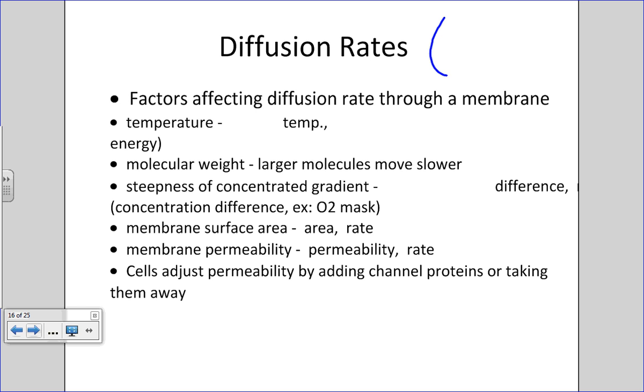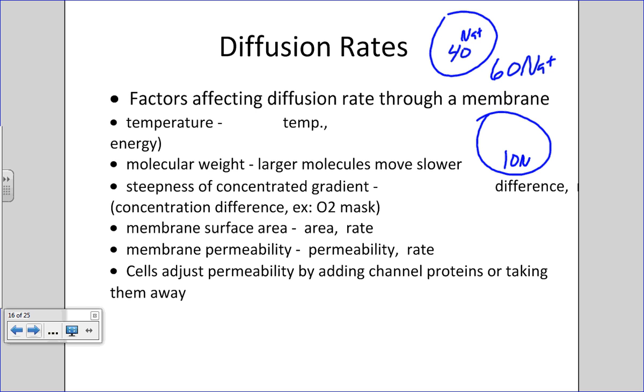So let's say we have a cell here, and there are 40 sodium ions on the inside. I know I'm throwing around a lot of random numbers at you, but just work with me here. There are 40 sodium ions on the inside, and let's say there are 60 sodium ions on the outside. Let's say we take another cell and we have 10 sodium ions on the inside and 145 on the outside. Now you should be asking yourself, which one has a steeper concentration gradient?